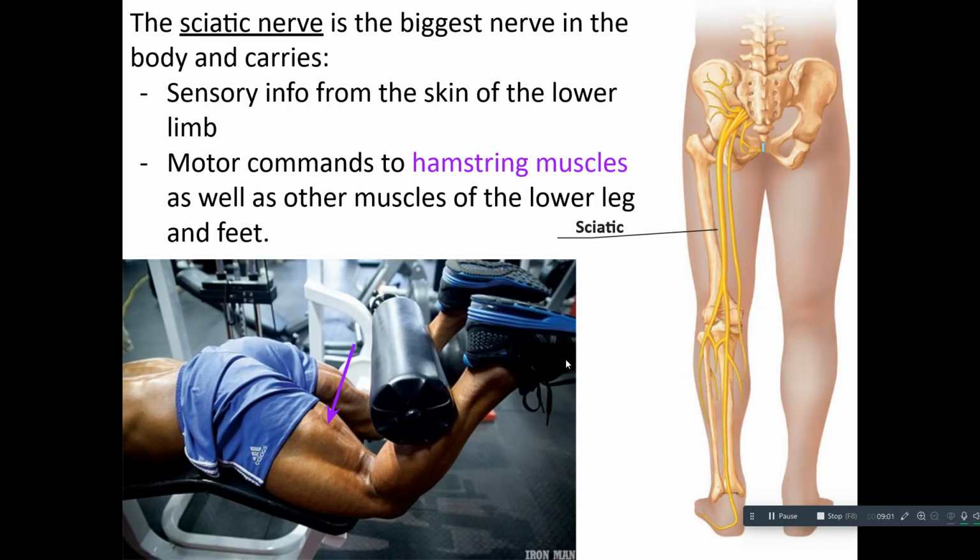So the sciatic nerve, like we said, is the biggest nerve in the body. A lot of sensory information from skin in the lower limb. Motor commands to the hamstring muscles, which are these big posterior thigh muscles, as well as a lot of other muscles in the lower leg and the feet. We're not really doing the sciatic nerve justice. It's a huge nerve. It's got a lot of jobs. We're really kind of simplifying it here.